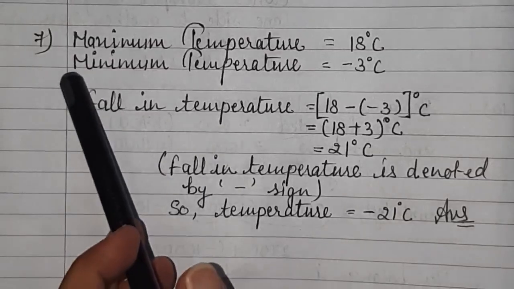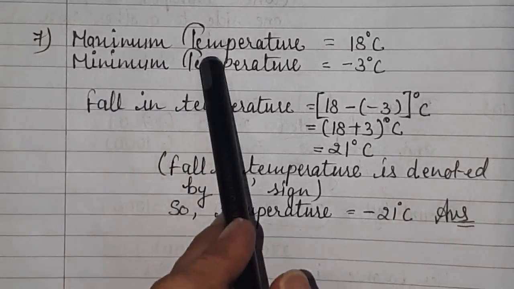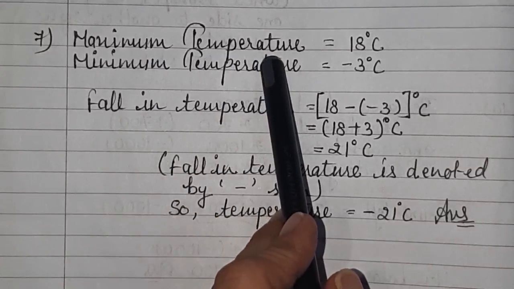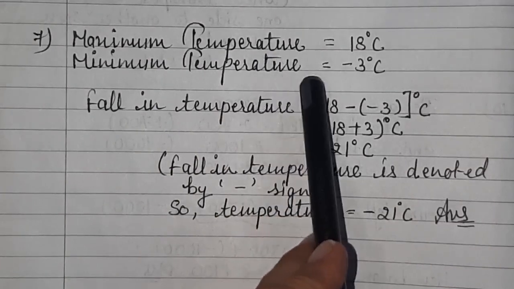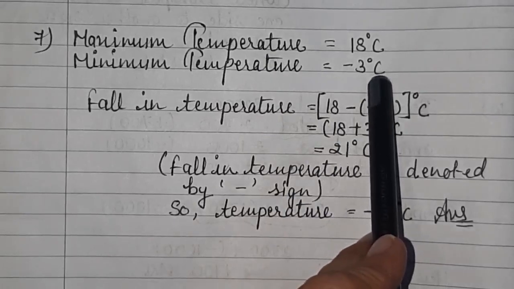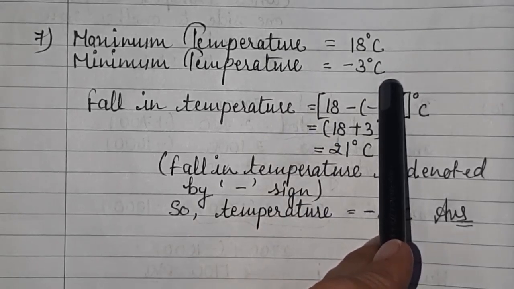Now come to sum number 7. The maximum temperature of a city on a particular day was 18 degrees Celsius, while the minimum temperature recorded on the same day was minus 3 degrees Celsius. What is the fall in temperature?